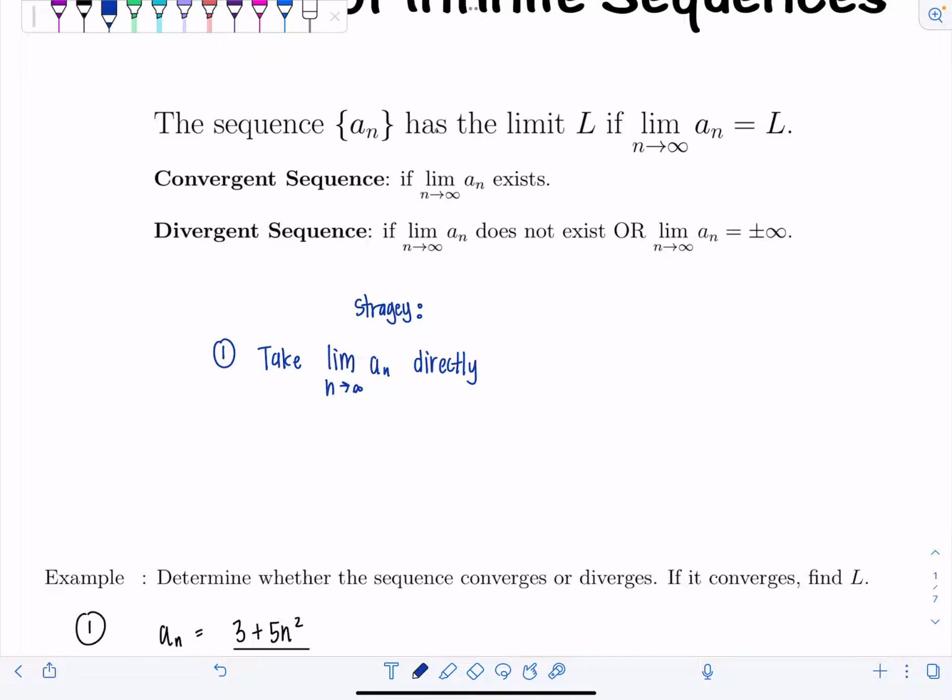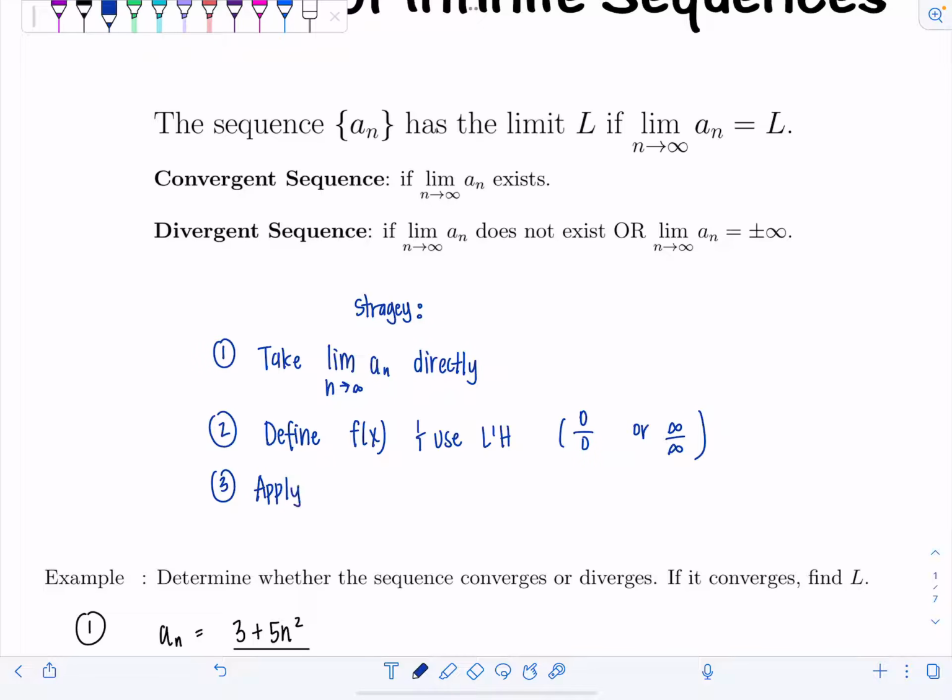If that doesn't work, some other things you can do. You can define a function that is basically equivalent to your sequence, and then you're going to use L'Hopital's rule if you have the case of 0 over 0 or infinity over infinity, etc. Another option is you can apply the Squeeze theorem or sandwich theorem. Usually that'll come up when you have sequences that involve sines and cosines because they're easily bounded.